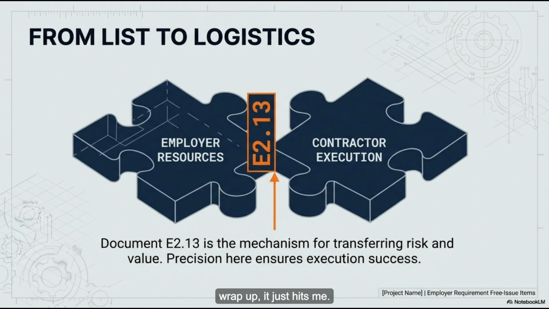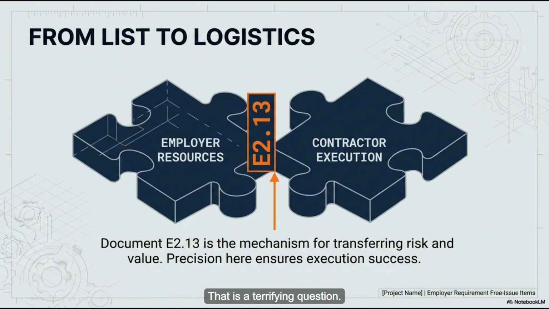You know, before we wrap up, it just hits me. There is one lingering threat that this document doesn't explicitly resolve, but that everyone needs to mull over. What's that? Life cycle warranty. Yeah. We have talked all about delivery and integration and startup, but what happens 3 years after handover? Oh, wow. Right. The employer gave you a free SCADA system. You integrated it perfectly. But then a software bug in that free system causes a massive plant shutdown years later. Who owns that warranty claim?